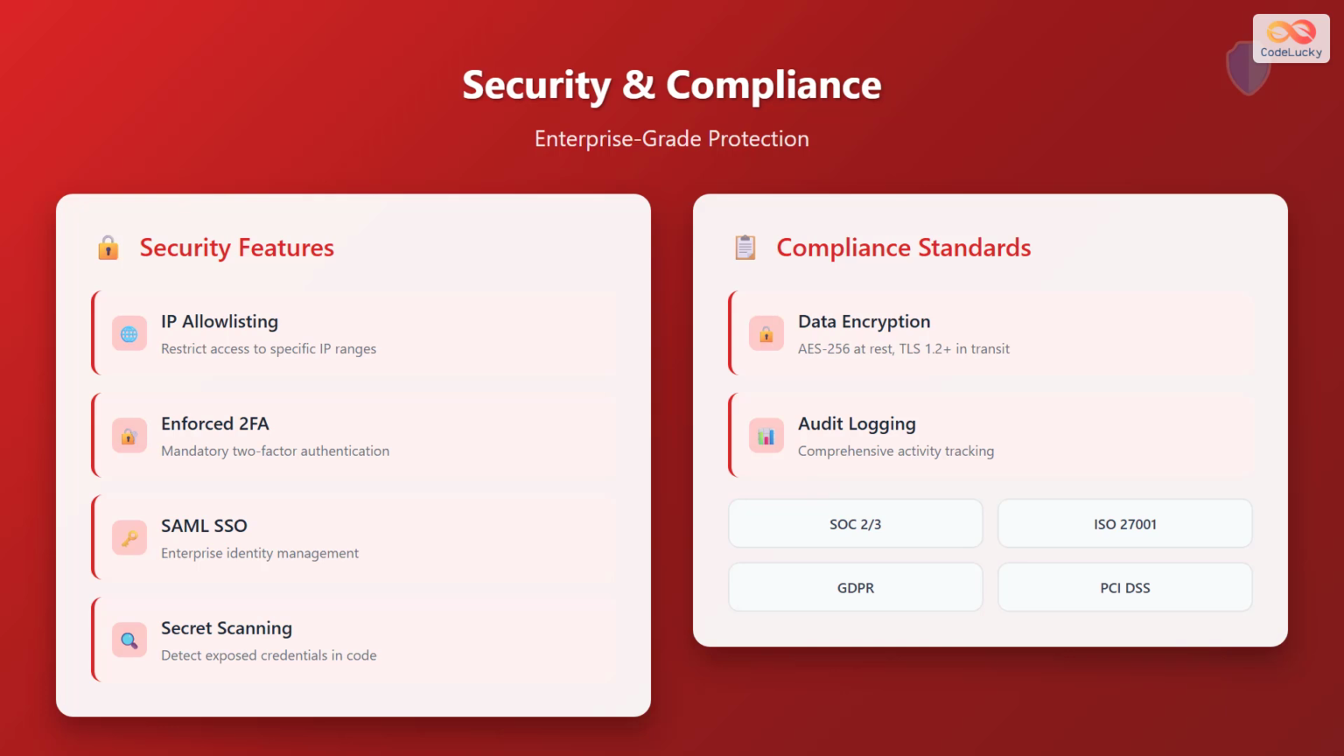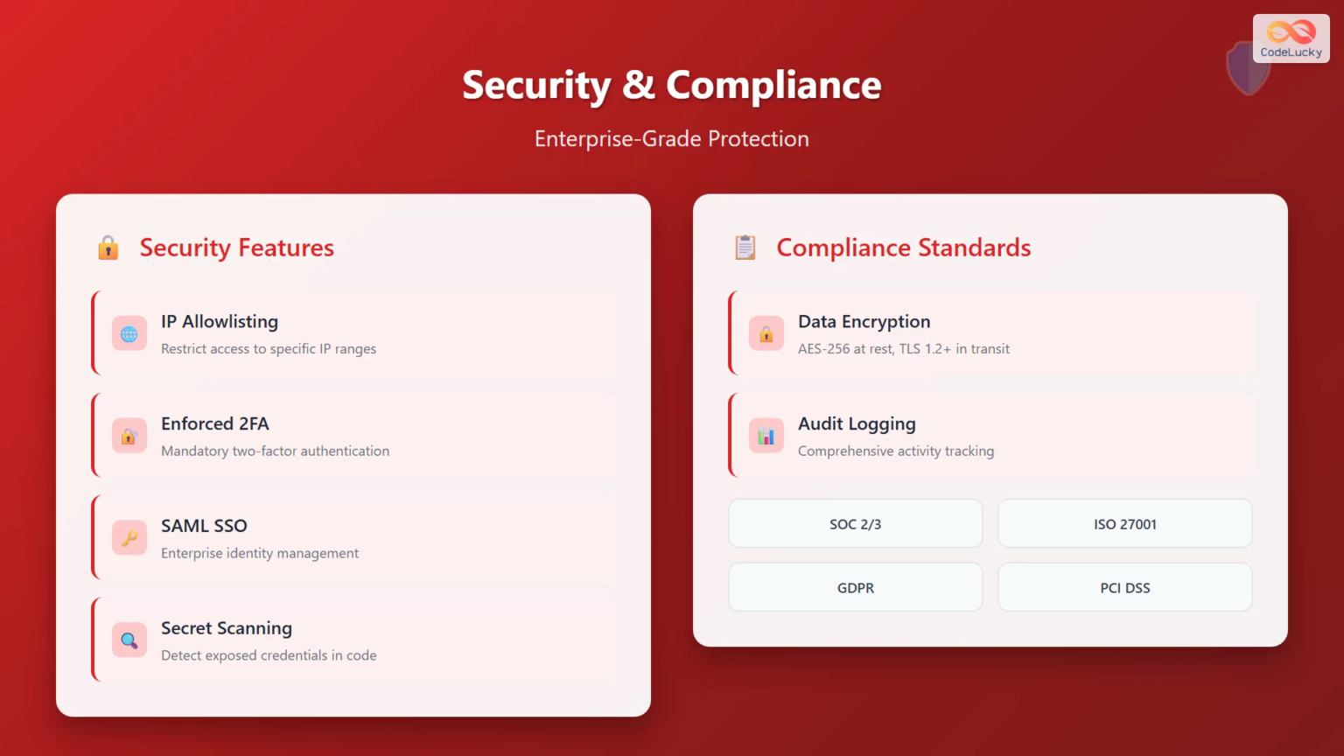authentication for account access. SAML single sign-on integration enables enterprise identity management, allowing organizations to manage user access through their existing identity providers. Secret scanning automatically detects exposed credentials and sensitive information in code repositories, preventing security breaches. Data encryption ensures that information is protected both at rest using AES 256 encryption and in transit using TLS 1.2 or higher protocols. Audit logging provides comprehensive activity tracking, recording all actions performed in repositories for compliance and security monitoring.